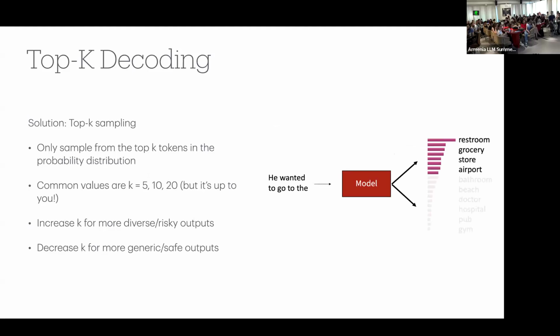Yeah, so essentially this is showing what I'm saying. You can cut off the probability distribution at some size, and then you can increase K or decrease K for more diversity or less diversity.